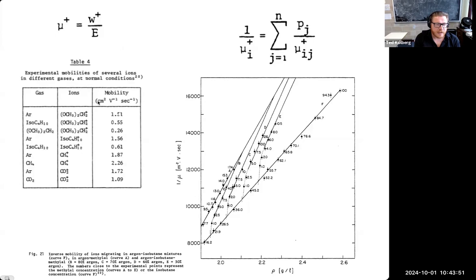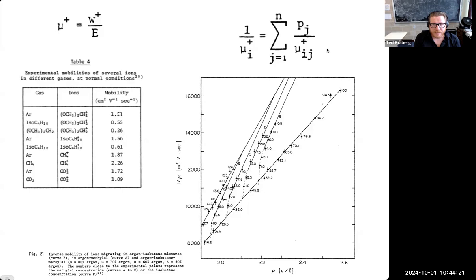So you can see here this mobility is divided by the pressure, which is where this centimeters squared comes from, and then inversely proportional to the electric field strength, which is where this volts to the minus 1 comes from. And then it's a speed in centimeters per second, which is where this per second comes from. And this is going to be in the range of 0.3 to 3 or something like that.